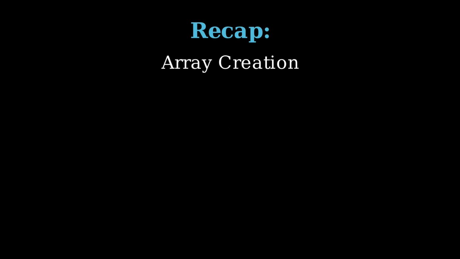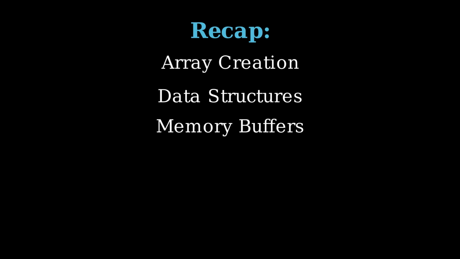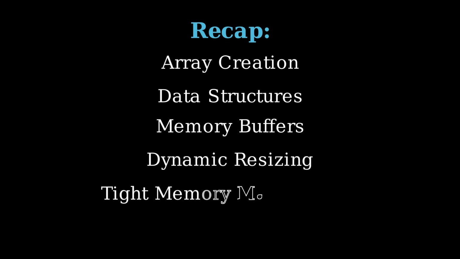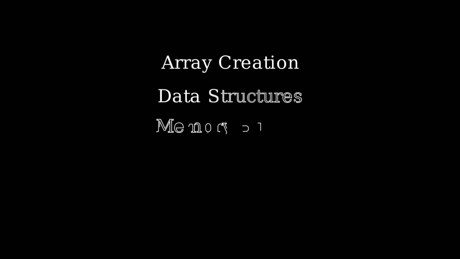Alright, let's do a quick recap. Dynamic memory allocation allows us to allocate different amounts of memory at runtime without statically allocating memory in our program. This allows us to create arrays, use data structures such as BSTs that are able to take different amounts of input. We can also build memory buffers, dynamically resize our buffers using realloc, and manage our memory more efficiently.